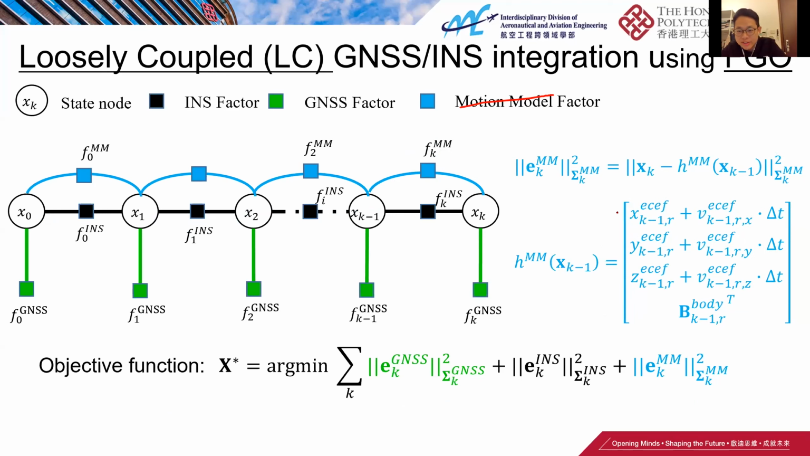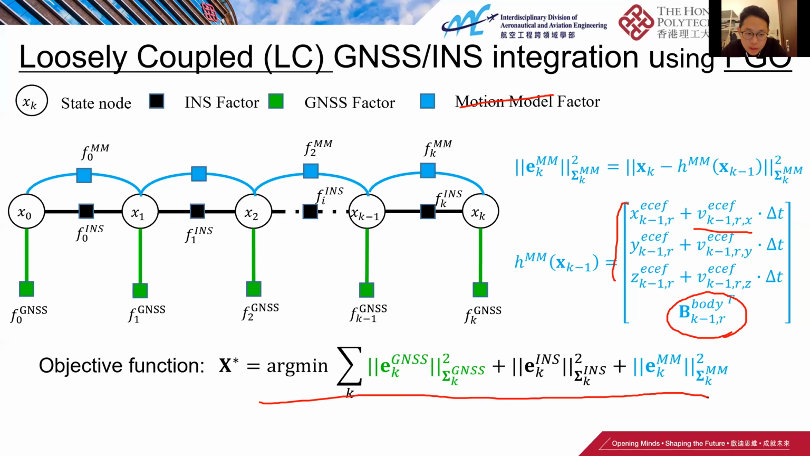Okay, simple. And the blue factor here is called the motion model factor. It's dealing with the second part of the INS mechanization. So you see the v multiplied by delta t plus x. This is the second part, and also the bias is here. Okay, so this is how we construct the objective functions of the FGO.